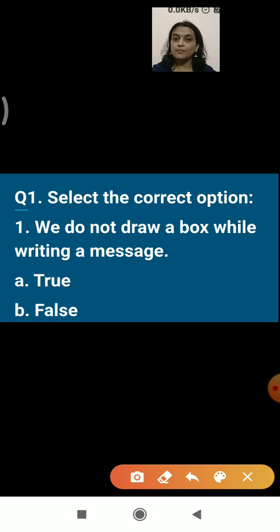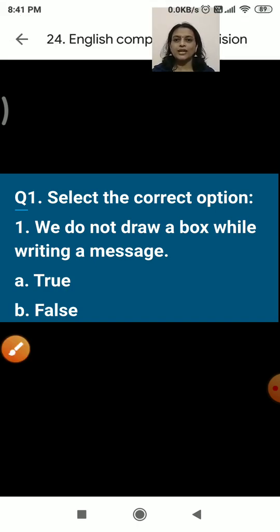So what is the answer for the first one? We do not draw a box while writing a message. It is false, because we draw a box. There is a need to draw a box while writing a message. That is our format. If you know the format properly, whatever questions are asked, you will be able to answer them. Followed? So let's go for the next one.